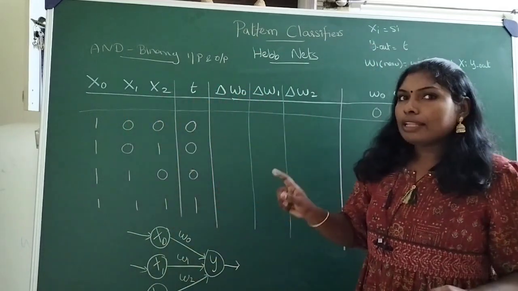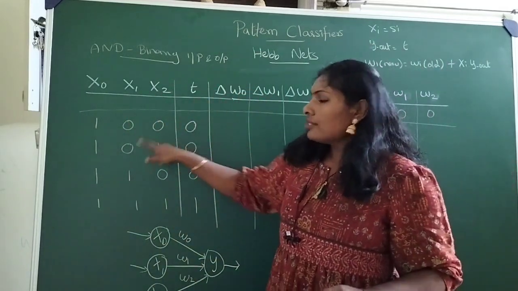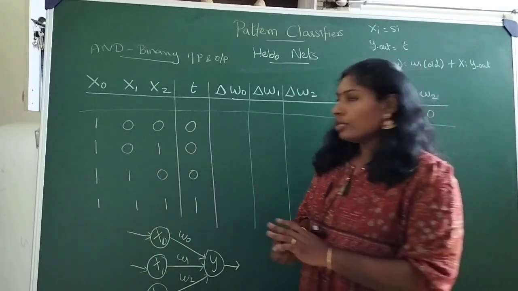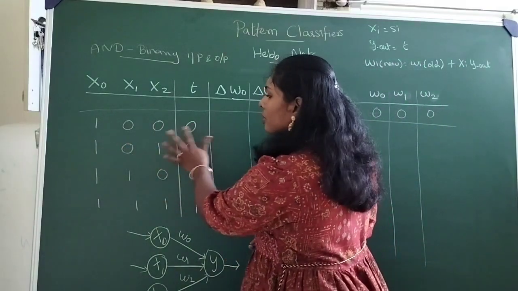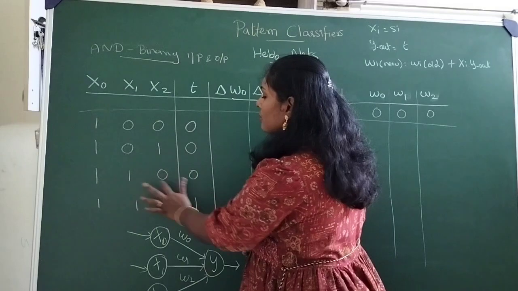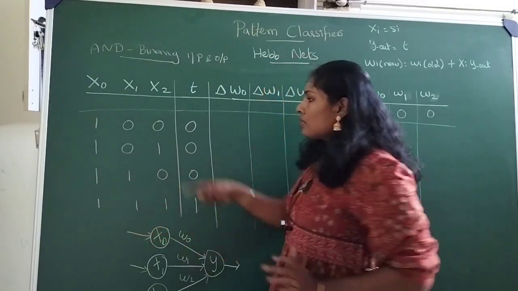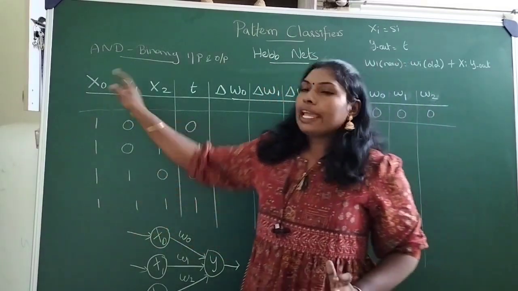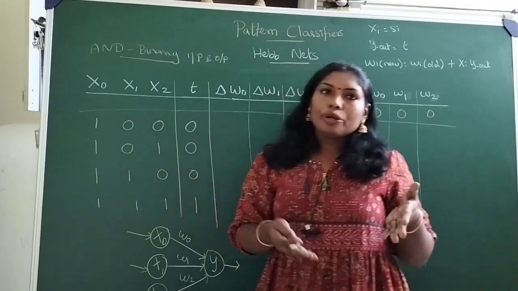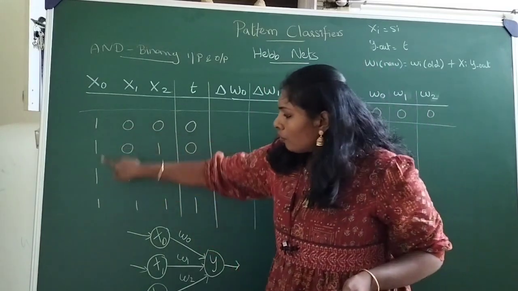It is going to take the binary value, so my inputs are going to be 0 or 1. And you know the AND logic, right? 0, 0 is 0; 0, 1 is 0; 1, 0 is 0; 1, 1 is 1. So this is my input pattern, and the x0 is for bias. Bias value is going to be always 1, so it is 1 for all.